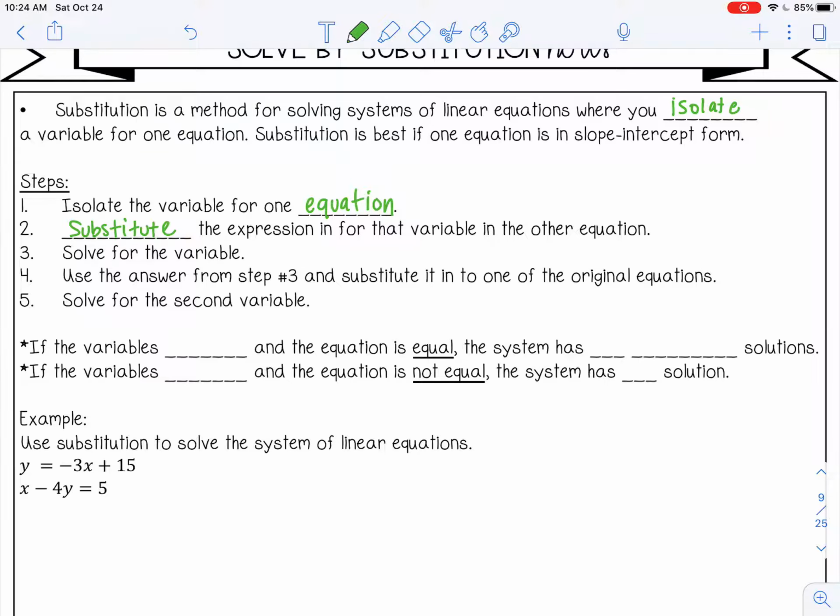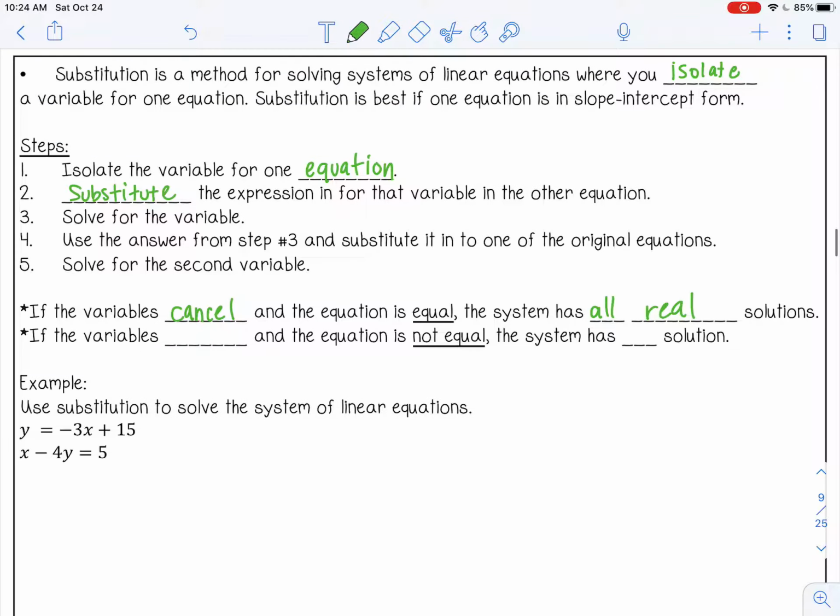So a couple of notes. If the variables cancel and the equation is equal, the system has all real solutions. If the variables cancel and the equation is not equal, then the system has no solution.